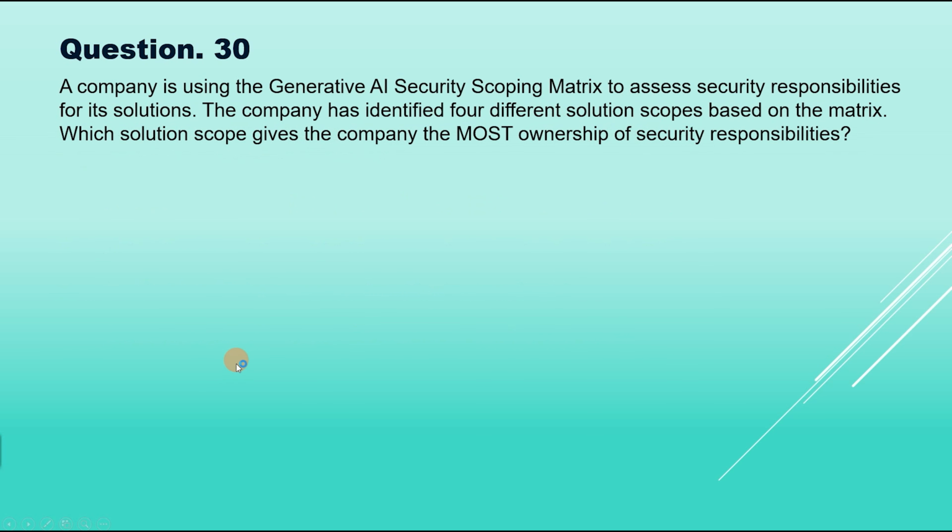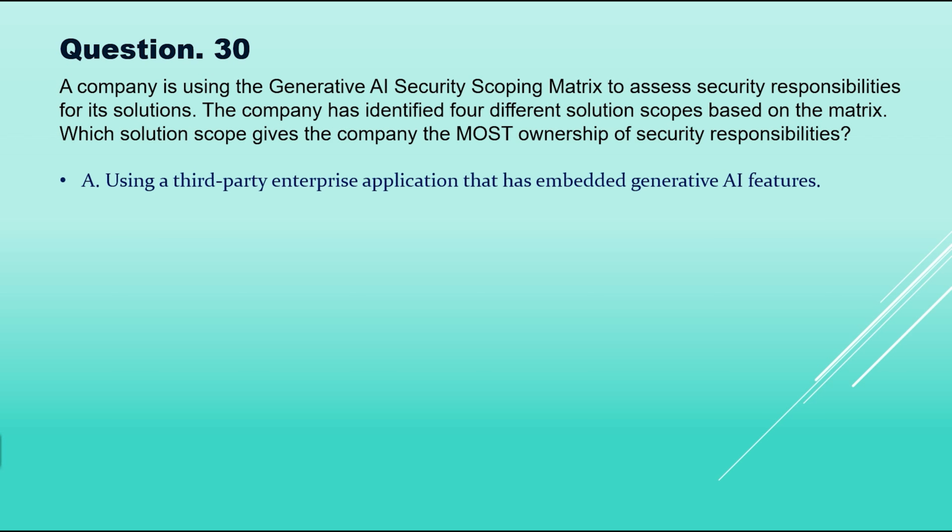Now question number 30. A company is using generative AI security scoping metrics to assess security responsibilities for its solution. The company has identified 4 different solution scopes based on the metrics. Which solution scope gives the company the most ownership of the security responsibilities? And here are the options.